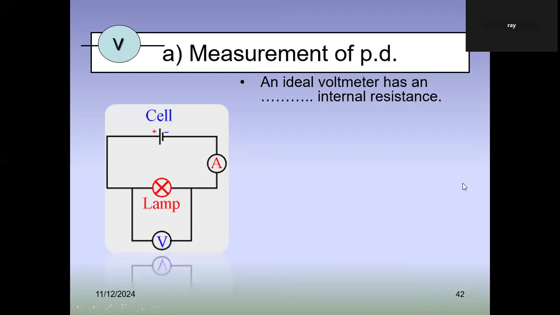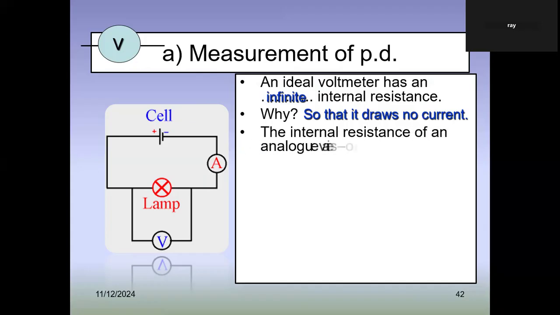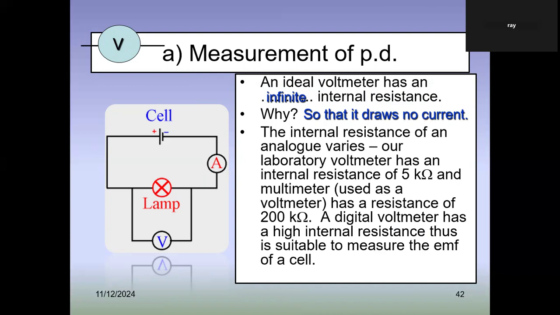An ideal voltmeter has an infinite internal resistance. That's what we want. Ideal is what we want. Why? So that the current will just flow through the circuit. It doesn't draw any current. The internal resistance of an analog voltmeter varies. This is just for your information, don't worry about it. Ours in the physics lab is about 5 kilo ohm. Our multimeter or multi-tester is about 200 kilo ohm.